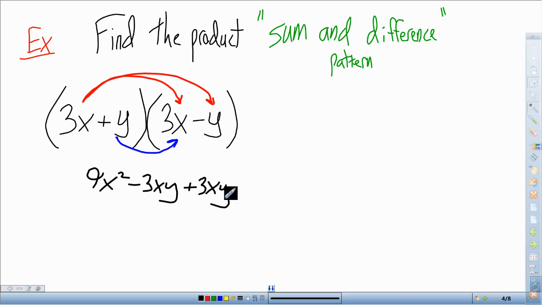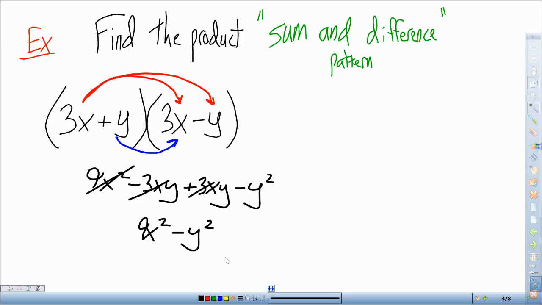And y times negative y gives me a negative y squared. Okay, so just like before, we're getting like terms in here. Here's the thing: negative 3xy and a positive 3xy, negative 3 plus 3 is 0. In other words, these two like terms cancel each other out. They turn into a 0, which we don't need to write. So I'm going to bring down the 9x squared. These cancel each other out. They're gone. And we have this negative y squared.